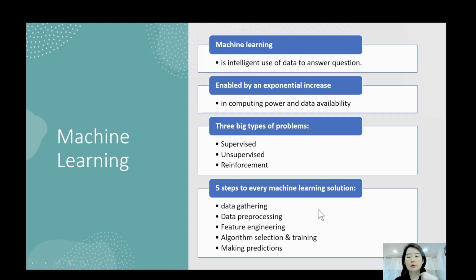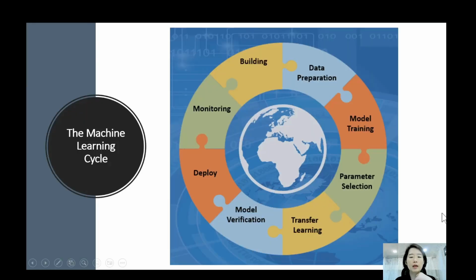Then there are 5 steps to every machine learning solution. You need to gather your data, prepare your data, and conduct the feature engineering, then algorithm selection and train your algorithm, and lastly make predictions, meaning use your algorithm to test whether the prediction is accurate. This is the cycle of your machine learning.